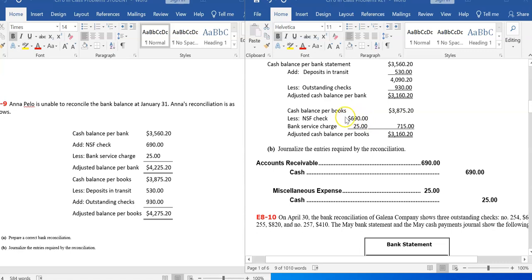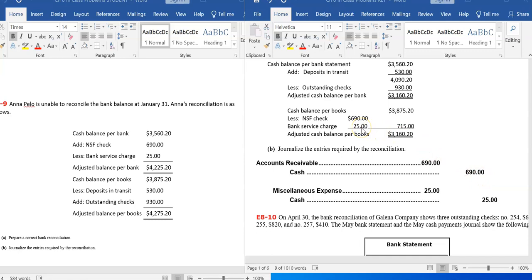So the easy part is, because we're dealing with cash, we know each adjusting entry will involve cash. It's even easier when we know that both of these are being subtracted from cash. That means we know that both of these are going to be credits to cash. So let's look at the first one. We are going to credit cash for $690 to subtract from the cash balance. And because this is an insufficient fund check, whatever customer had given it to us still owes us. So we are going to debit it into accounts receivable and go collect from the customer.